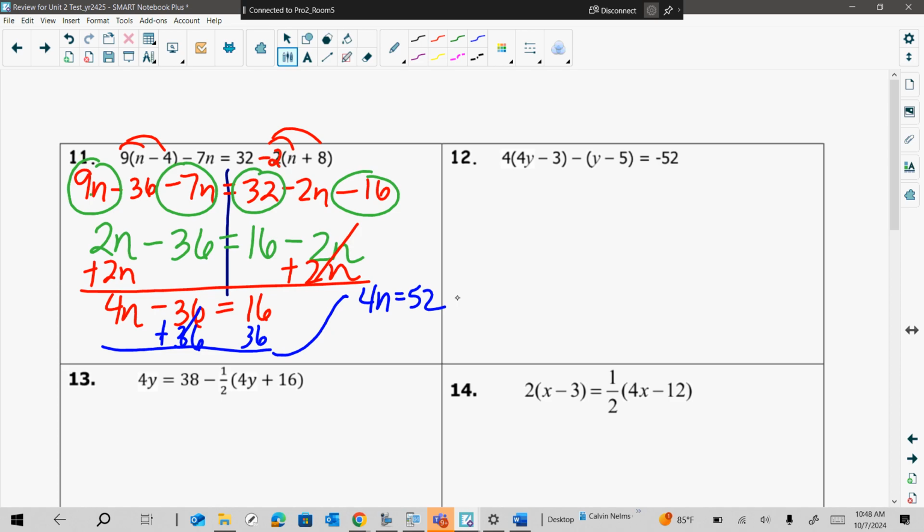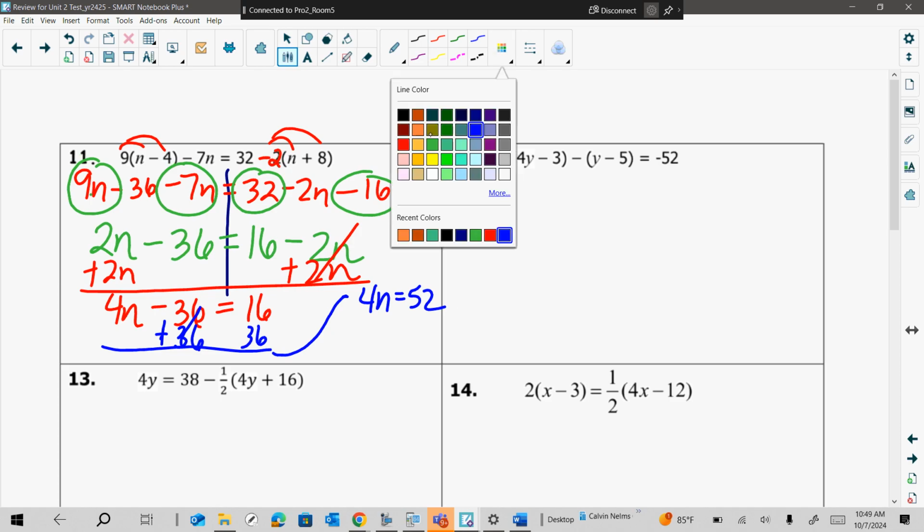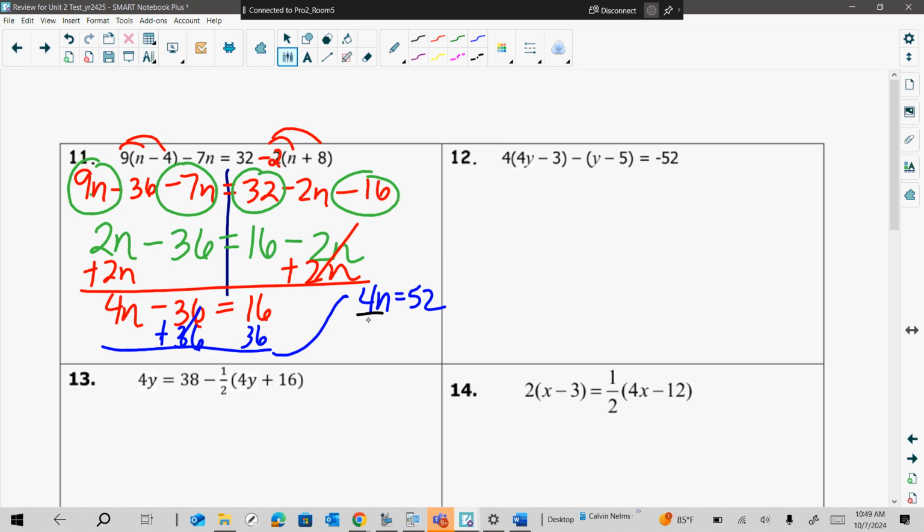Now what do we need to do? Yep, divide by 4. Use your calculator. This one does come out to be a whole number. I think it's 13. 13.